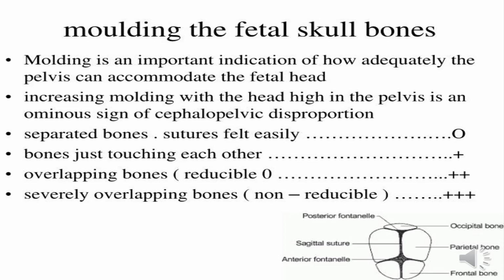If the bones are separated and suture felt easily, this is 0, there is no molding. If the bones just touch each other, 1 plus molding. If the bones overlapping, but it is reducible by our finger, +2. If severely overlapping bones and non-reducible, this is +3.